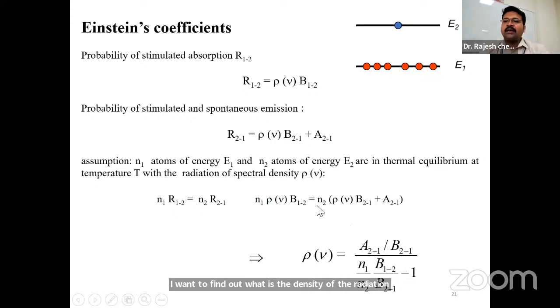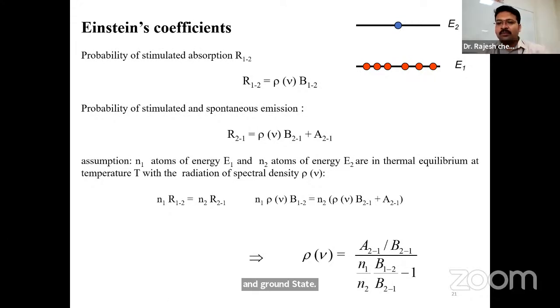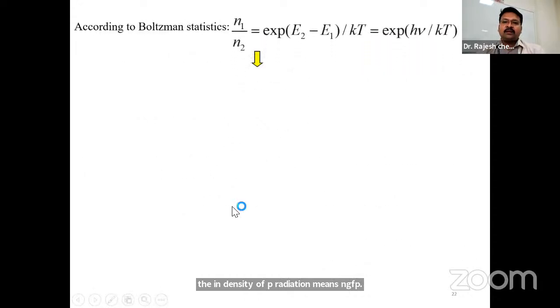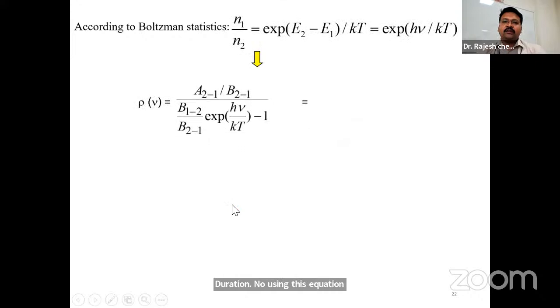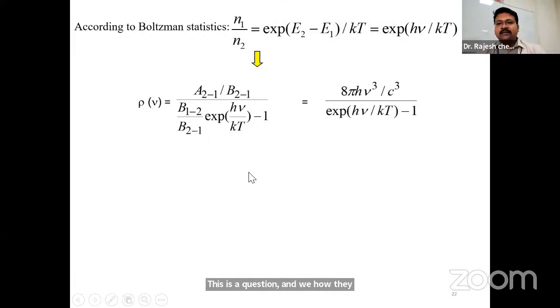This is the density of the radiation. So the density of the radiation means we are including the number of electrons in the excited state and ground state, and how the radiation is coming. From here we can say what the laser energy is. From this equation we can quantitatively calculate the density of the radiation, meaning the energy of the radiation. Now using this equation, we can erase from here to here. This we call Planck's law.